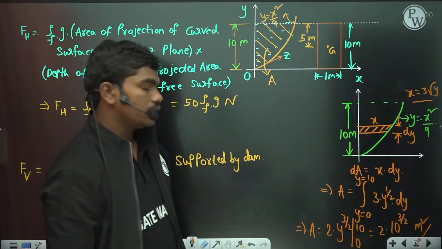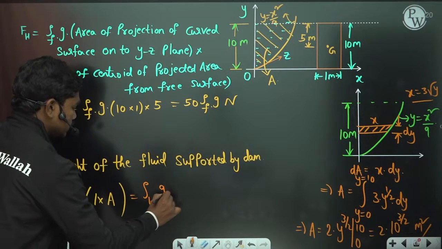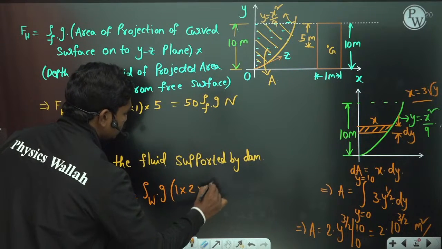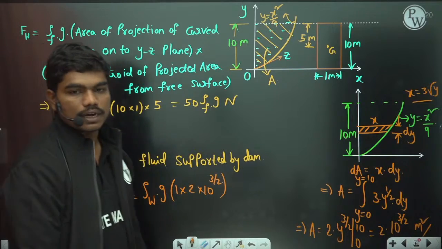Okay, so 2 into 10 to the power 3 by 2. So we have this equal to density of water times g into 1 into that value, which is 2 into 10 to the power 3 by 2. This is the value in newtons. Okay, so this much value you have.